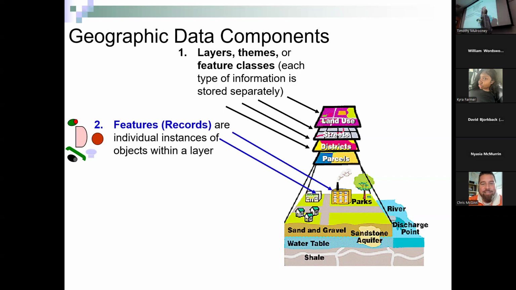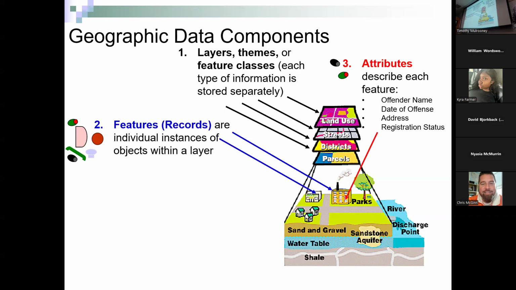Individual instances of a crime are called records. So if I've got 10,000 crimes, I've got 10,000 records, and they're going to be described using attributes. What's the information about a crime that you're going to want to know? Day of the week, type of crime.